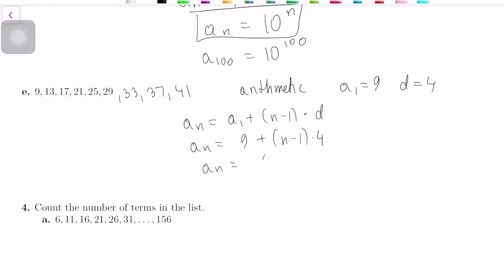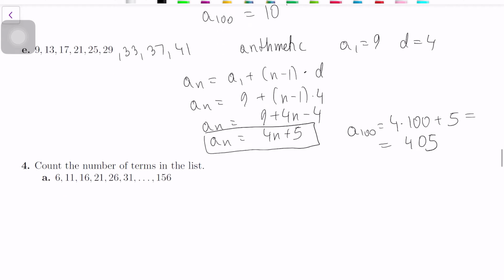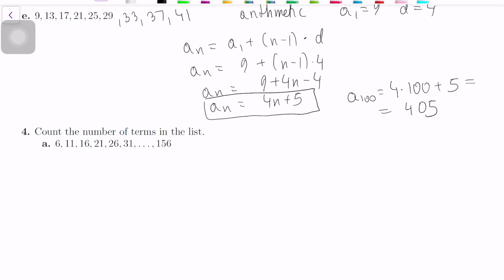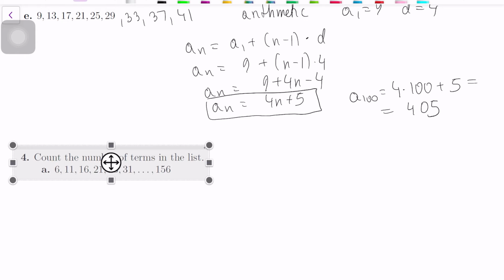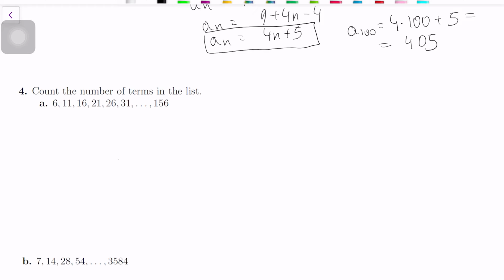You can simplify it by distributing 4 and then combining like terms, 4n plus 5. So you have the formula for the nth term, and of course then you can find the 100th term by plugging in 100 for n, so that's going to be 405. Alright, so I think the key here is to know the formula and being able to recognize what the difference is if you're dealing with arithmetic, and what the ratio is if you're dealing with geometric. But here, let's look at the next one.